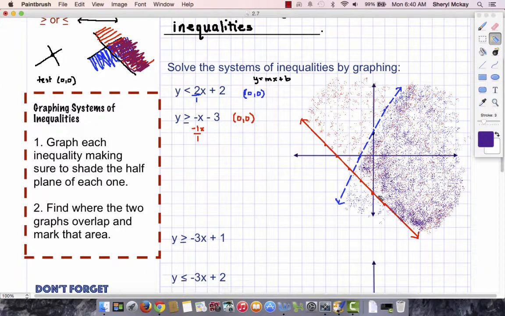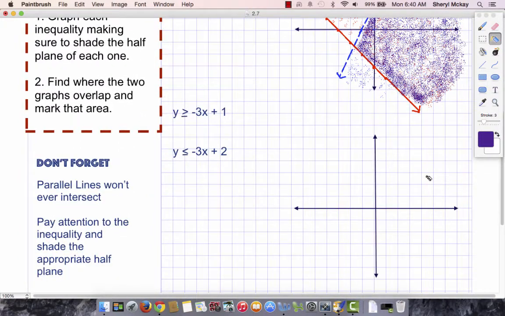I can't go below the line. I can include this line right here, the red part of this line, but I couldn't include the blue part, because that is not included in the inequalities. It would be true for the red, but not for the blue. So that is the solution section of my inequalities. That's my system of inequalities. The two inequalities have been graphed, and I've looked at where the two overlap. Okay? Let's try the next one.